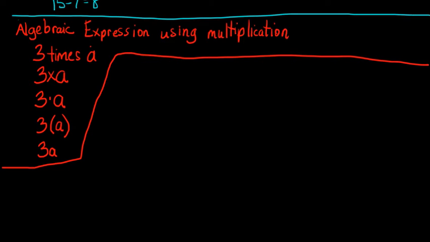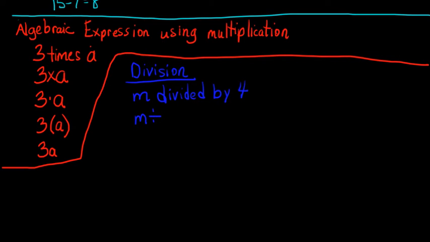Division might look like this. It may simply say m divided by 4. Or it may look like m with the division sign you're used to seeing, divided by 4. Or it may be m over 4 written as a fraction.